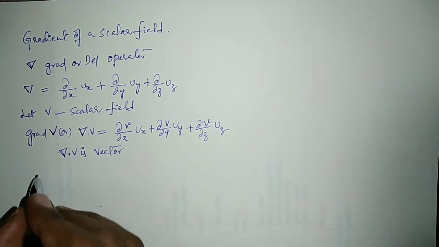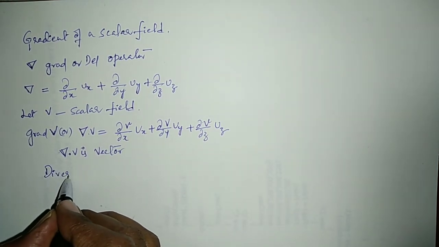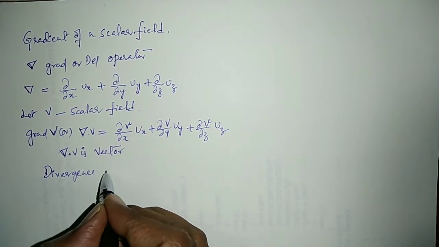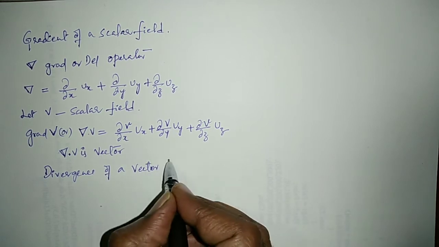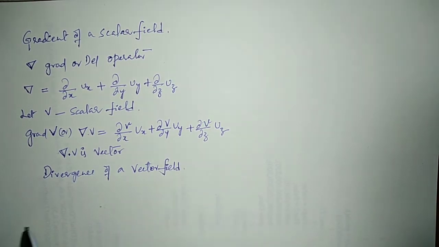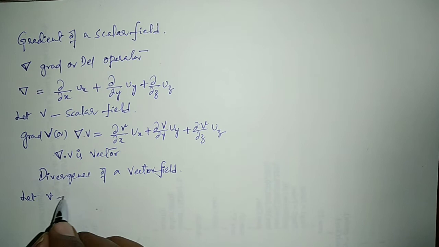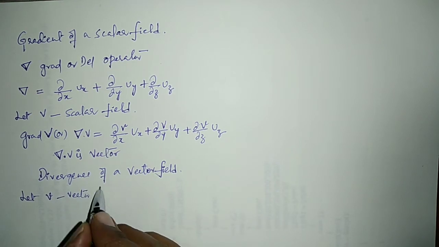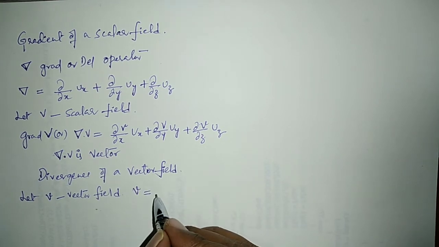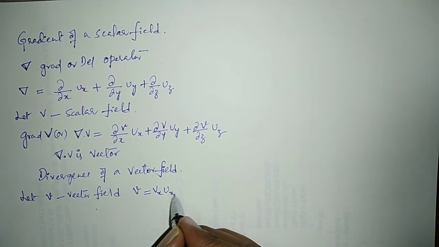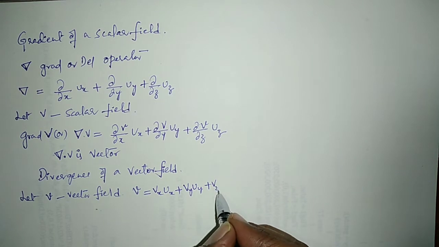Divergence of a vector field. Now let V be a vector field represented by V equal to Vx ux plus Vy uy plus Vz uz.